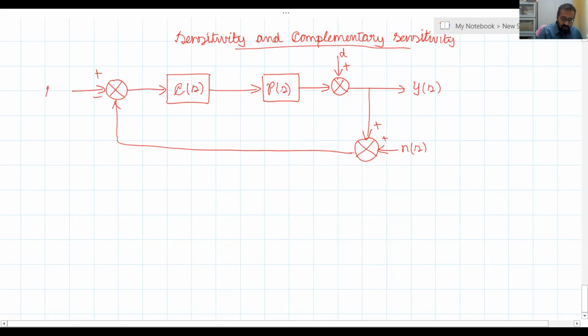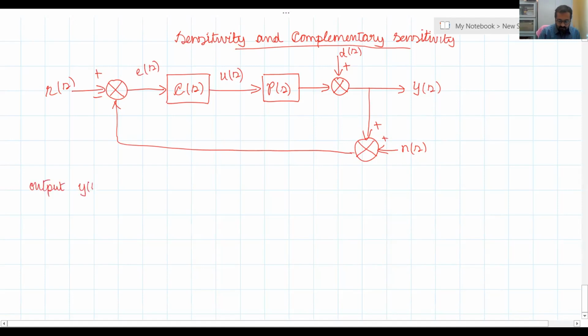So R of S is the reference command input, U of S is the controller output or the plant input, Y of S is the plant output, D of S is the disturbance, and N of S is the high frequency noise signal. And E of S is the error signal, because what is error? Input minus output. Now, what is my output here? Plant output, Y of S.